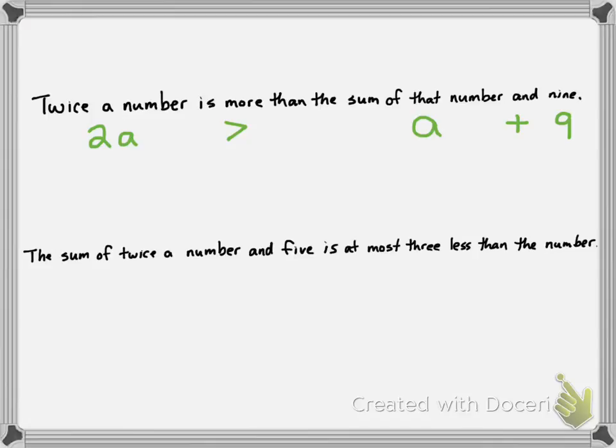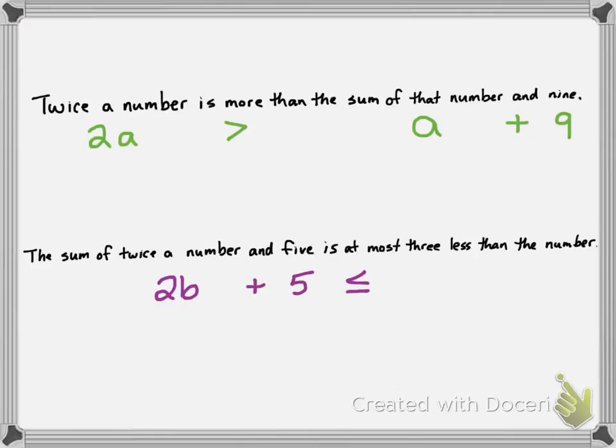Alright, and the second sentence says the sum of twice a number, so 2b and 5. So the sum of 2b and 5 is at most. Okay, at most means it can't be bigger than. So it could be less than, or it could be equal to.